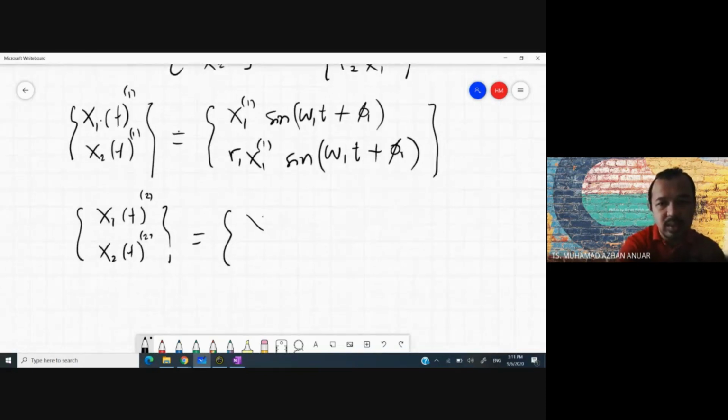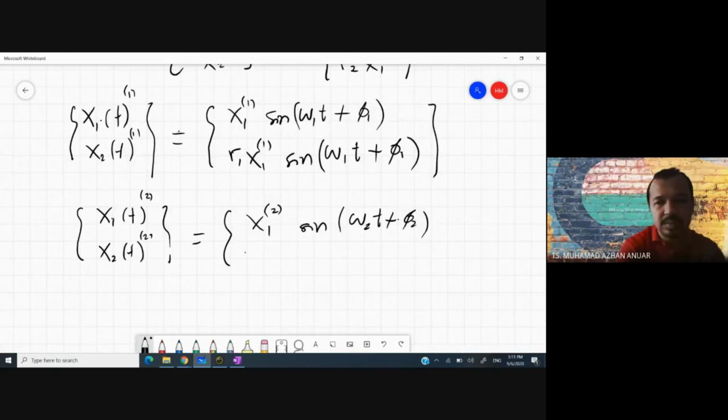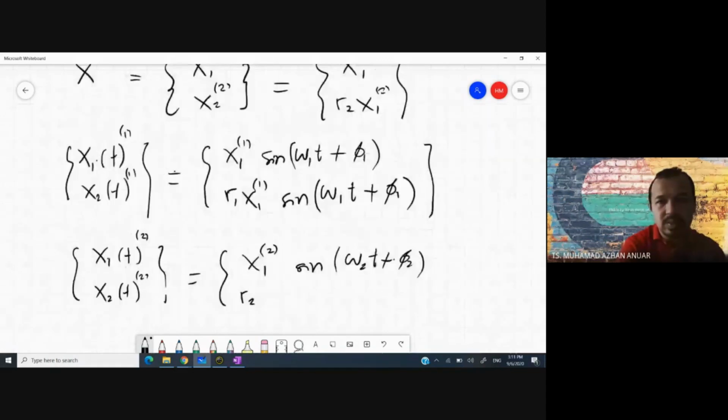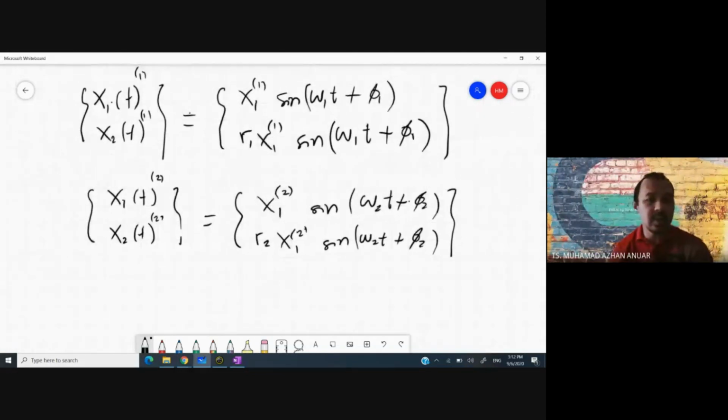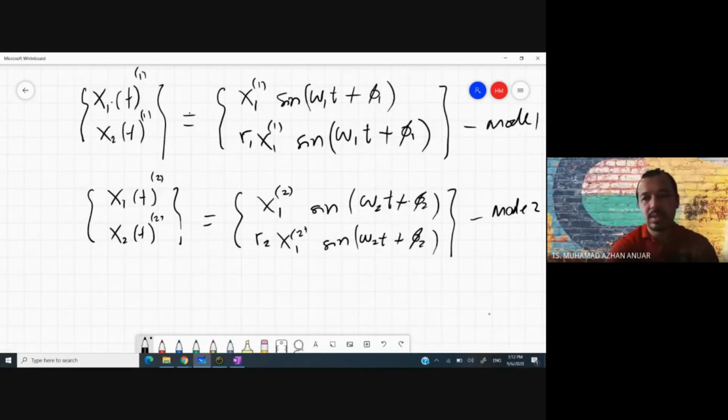So you have x1 due to the second natural frequency, sine omega 2t plus p2. Then you have r2 times x1 due to the second natural frequency, sine omega 2t plus p2. That is our response for every mode. This is mode 1. This is mode 2.